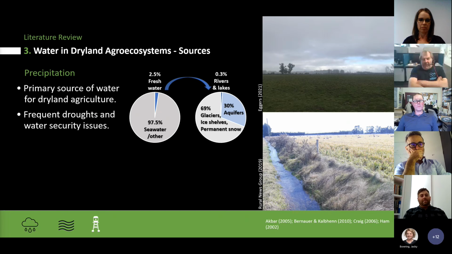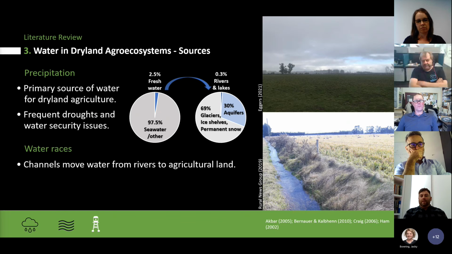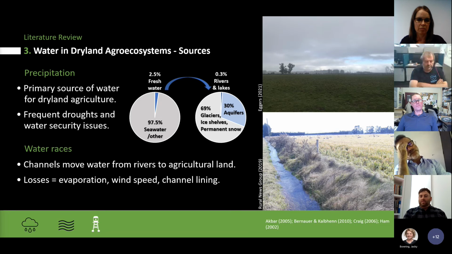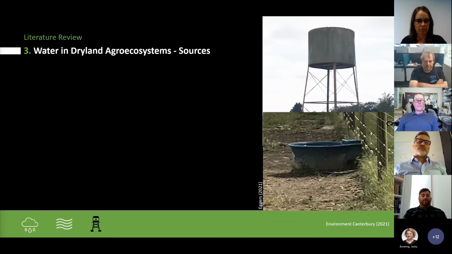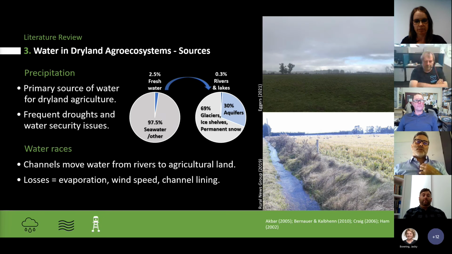The next thing we looked at is water races, and they are essentially channels that move water from main water bodies or rivers to agricultural land where the water is required. They're also called drainage ditches or irrigation ditches, and they're used around the world, and they're usually gravity fed. The primary losses are through evaporation, wind speed, and channel lining.